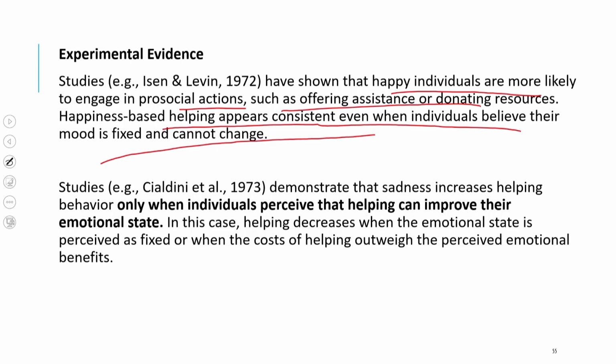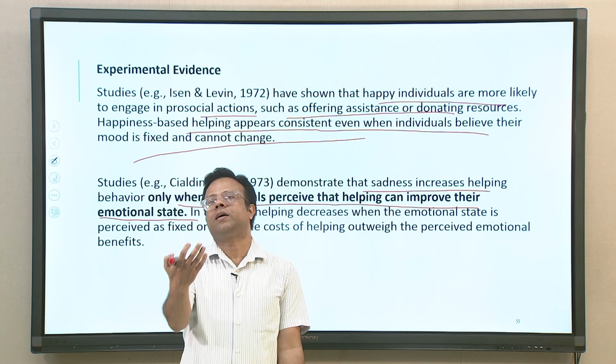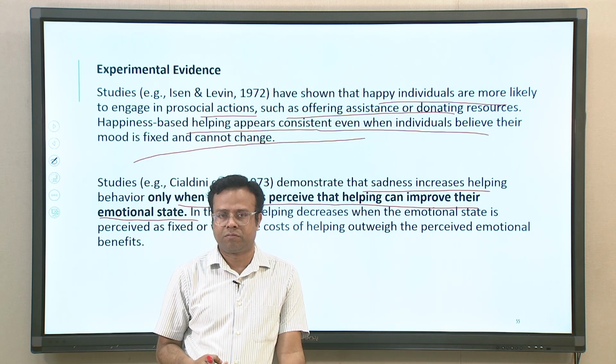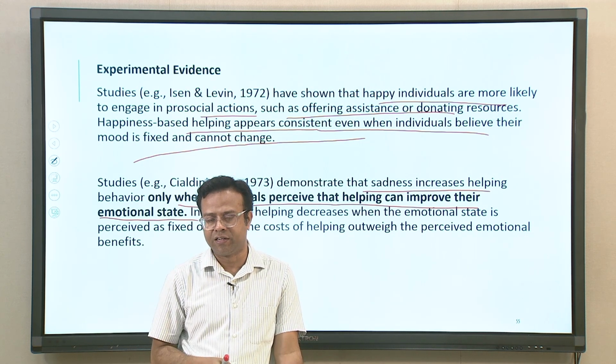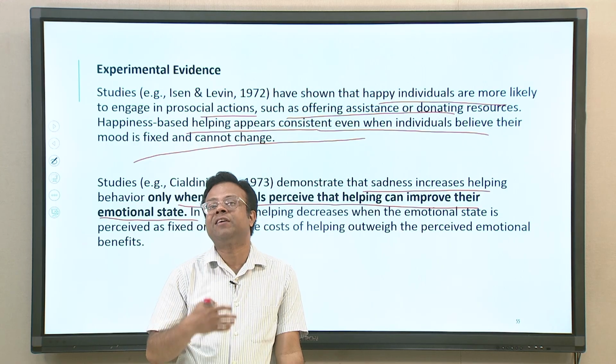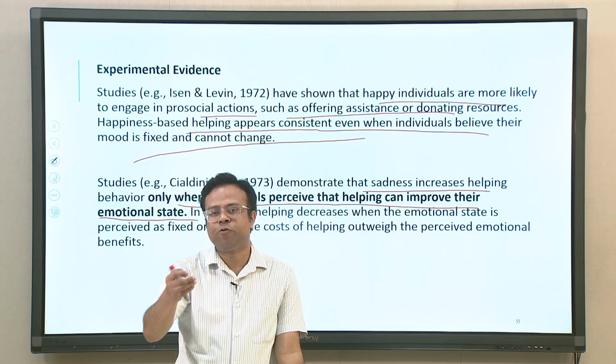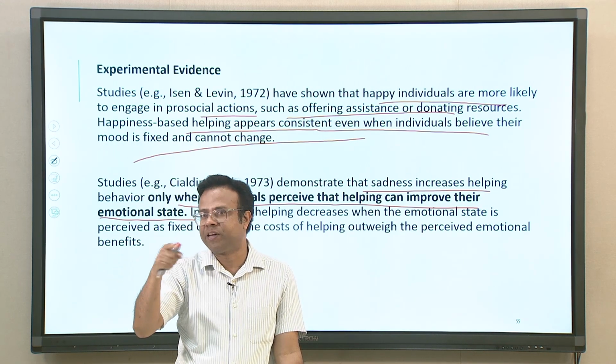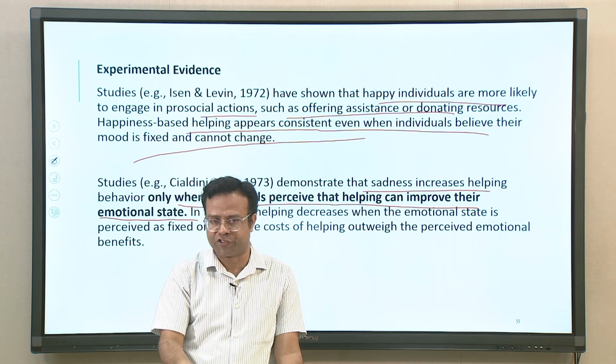Studies demonstrate that sadness increases helping behavior only when individuals perceive that helping can improve their emotional state. On the other hand, people who are in a negative or sad emotional state help only when they believe that helping will improve their mood. They may not help in every negative emotional state.